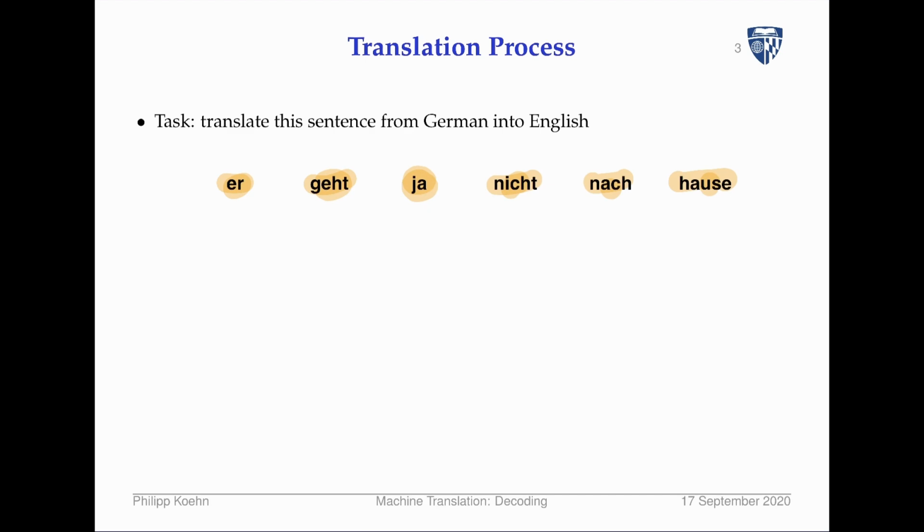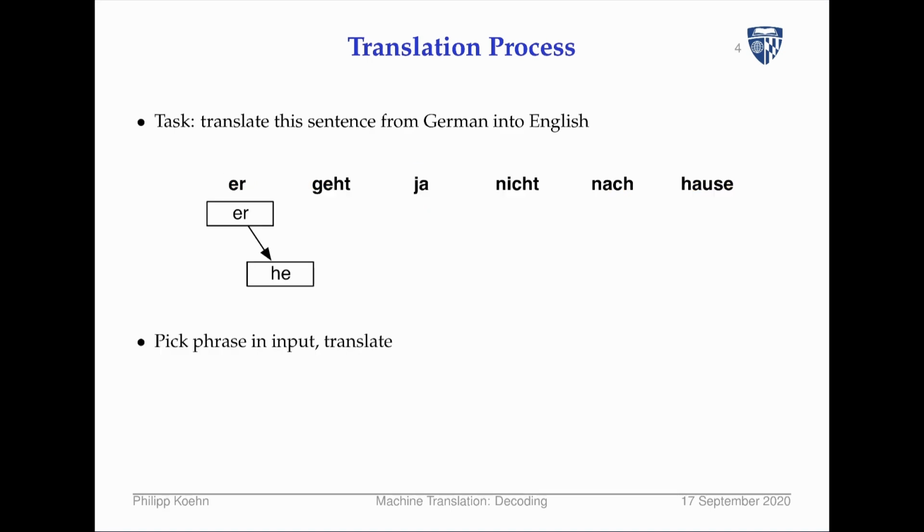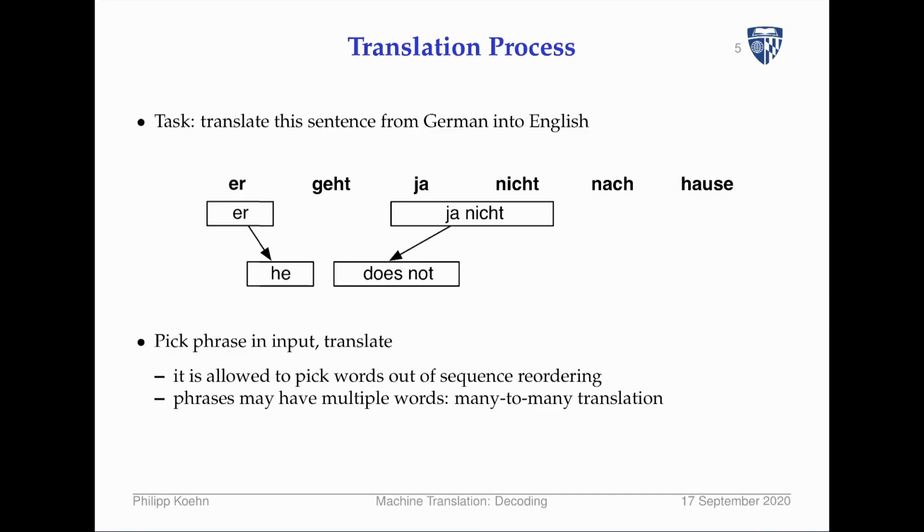So how would a human translator go about this? Well, they would say, let's first start with the subject. You have to translate the subject, which becomes "he". So you pick a phrase in the input and translate it. And then you say, what's the next word? And in English, since it's a negated verb phrase, we have to get the negation first. So this "ja nicht" becomes "does not". So that's the next thing you would pick.